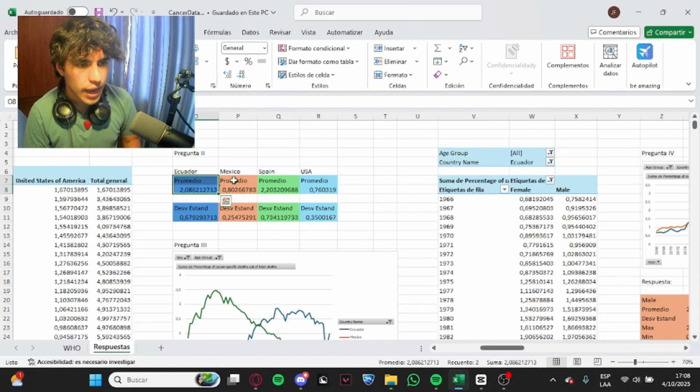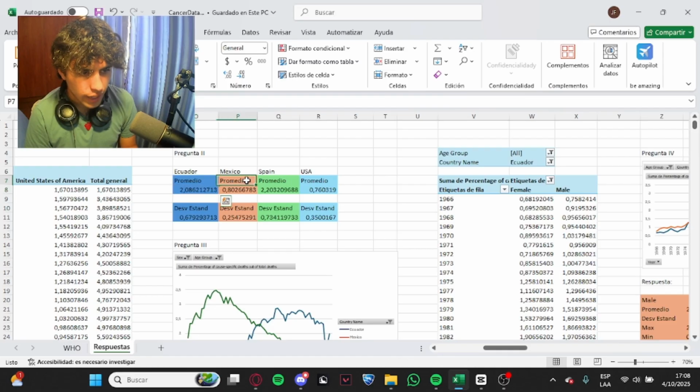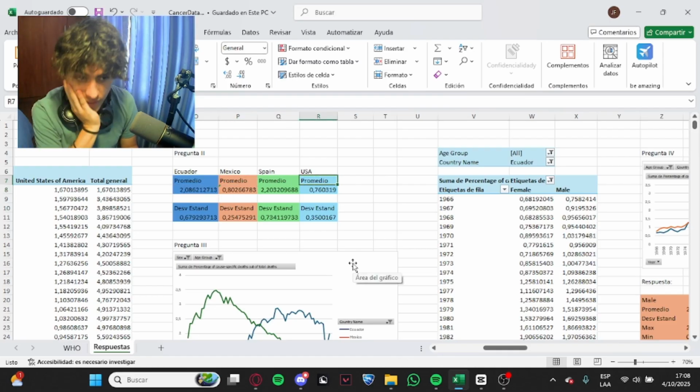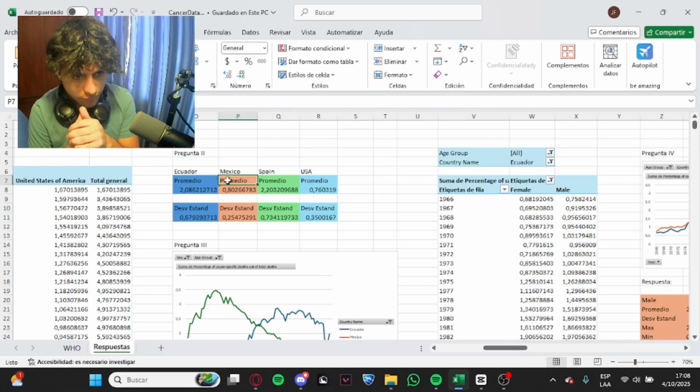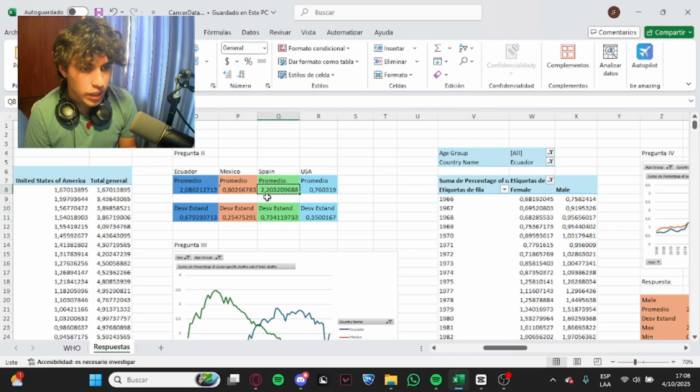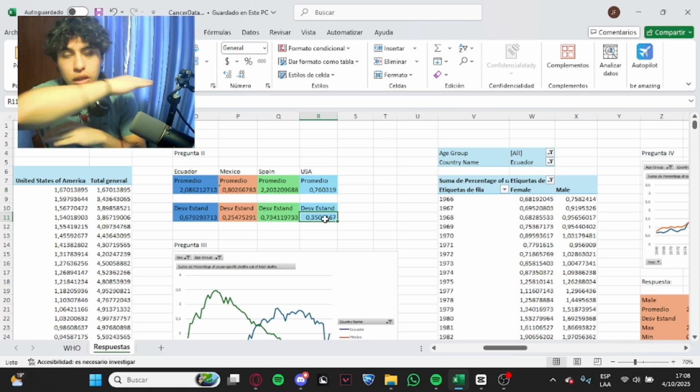So here we have the average of each one of the countries. We can see that Spain has a higher average than the rest. Ecuador is the one that goes second, then we have Mexico, and lastly, the United States. And here we have the standard deviation, which we can see is lower for Mexico and the USA, as with the average. With Ecuador and Spain, we have higher standard deviations, especially for Spain. This shows us that the deviation is a little bit higher in Spain than in the other countries, and in the USA things are a little bit more uniform.